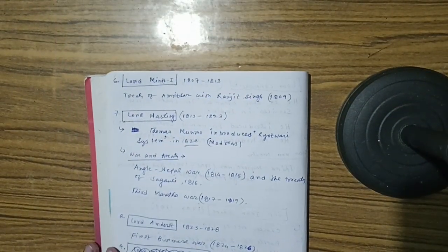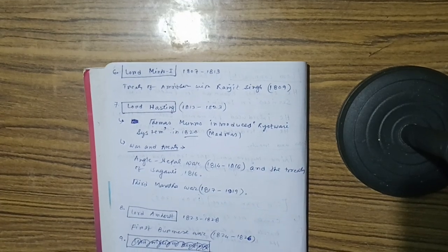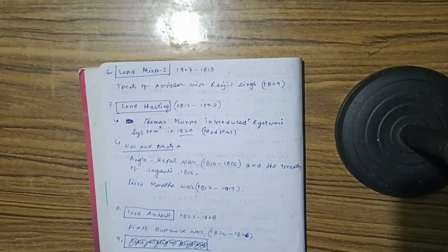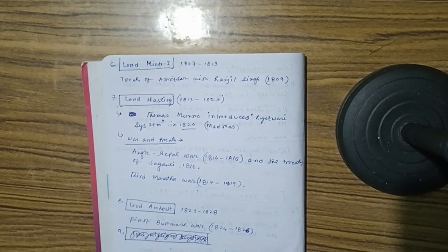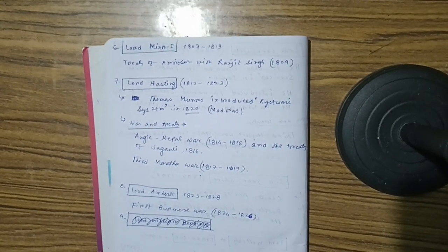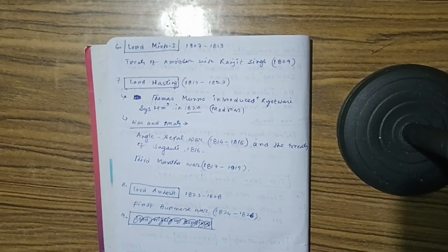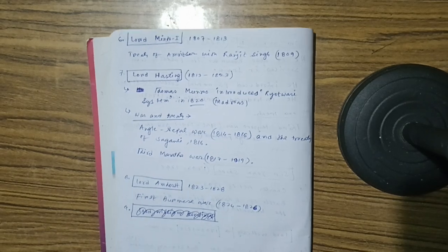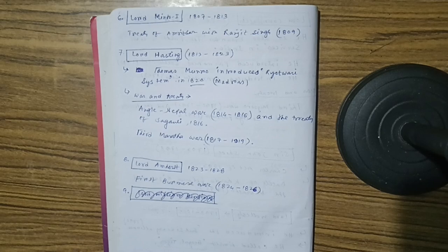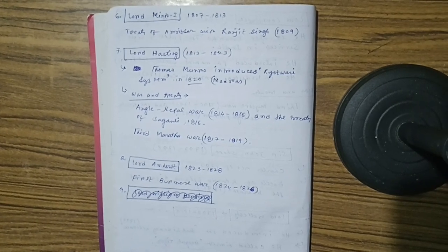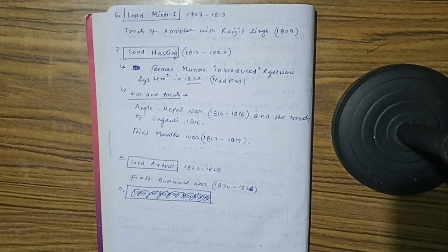Lord Minto I, 1807 to 1813. Very important, the Treaty of Amritsar with Ranjit Singh. Lord Hastings, 1813 to 1823. Thomas Munro introduced the Ryotwari system in 1820. I'll later on discuss the Ryotwari system, another land revenue system which was introduced by the British, and what was the impact of it. War and Treaty: the Anglo-Nepal War, 1814 to 1816, and the Treaty of Sugauli, 1816. The Third Maratha War was conducted in his time, 1817 to 1819.